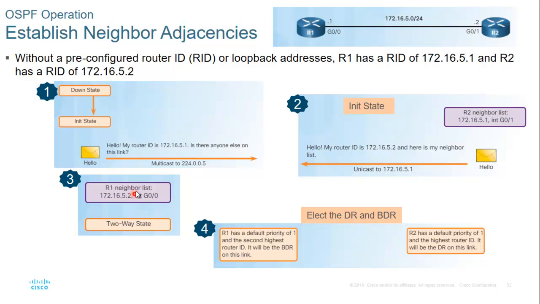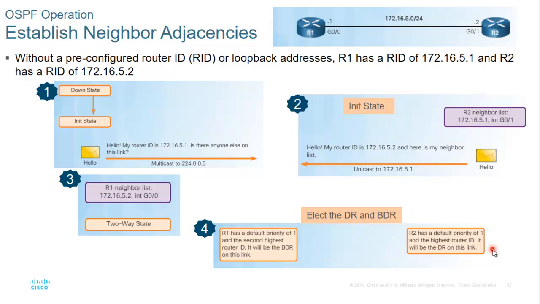Now R1, now that it has received the neighbor list, will update its neighbor list. So we are now in a two-way state. Then the election of DR and BDR will happen. So R1 has a default priority of 1 and the second highest router ID. It will be the BDR on this link. R2 has a default priority of 1 and the highest router ID. It will be the DR.